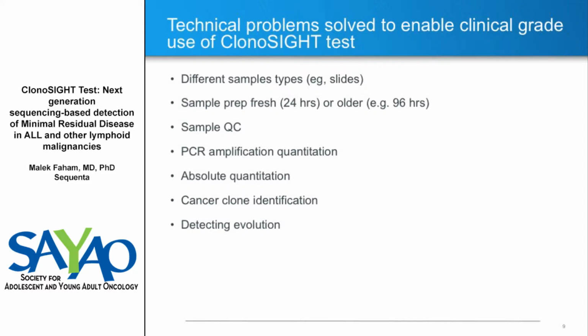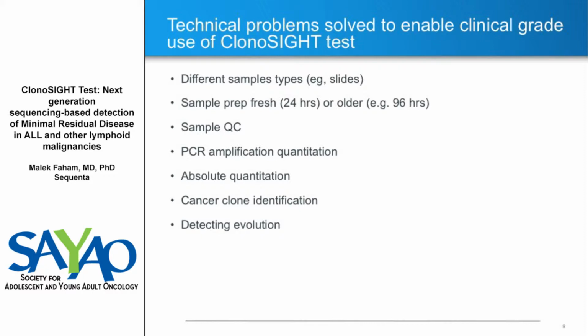And it's kind of going from 80% works to 99.9% works. For that to happen, a whole bunch of different optimizations needed to happen, from being able to work with different sample types, so you can identify the clone from archived samples, to making sure that you get reliable results whether you have fresh samples or older samples.